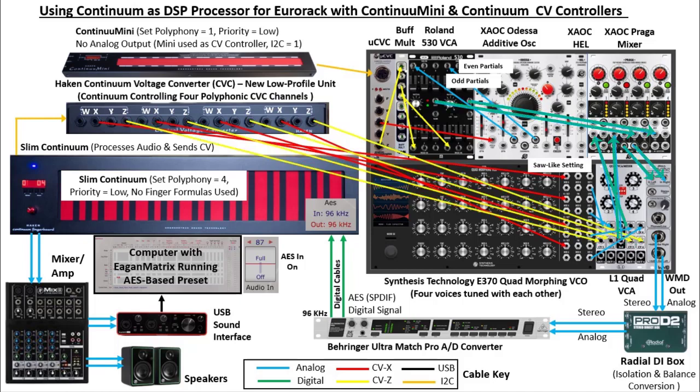And I'll mix both of those oscillators together, and I'll send them out an output module through my DI box into the converter, and then send that digital signal into my Slim Continuum in this case, which I've got connected up to a mixer and my USB sound interface that'll connect up to the computer that's running my Eagan Matrix, where I'll show you how to program.